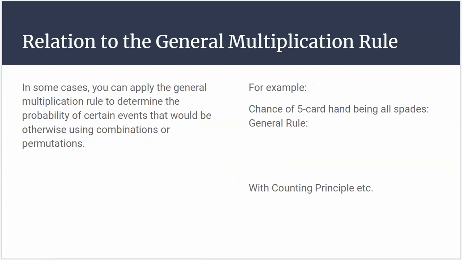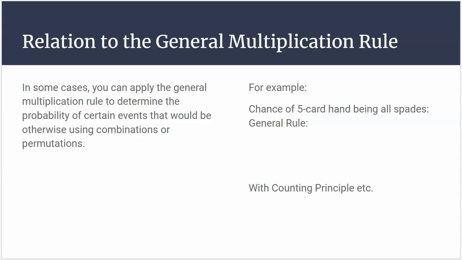All right, and the last thing I want to mention here is that these 3 have a very strong correlation, relationship, resemblance, whatever you want to call it, to the general multiplication rule we learned back in 4.5. Okay. In some cases, you can apply this general multiplication rule to determine the probability of certain events that would be otherwise using combinations or permutations.